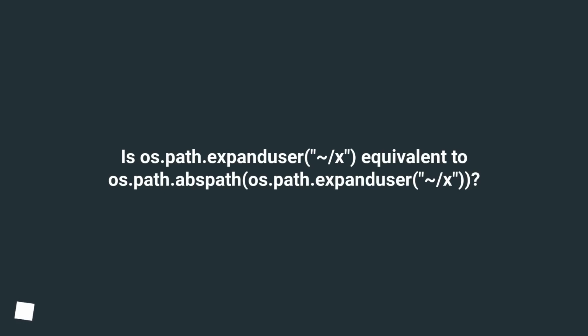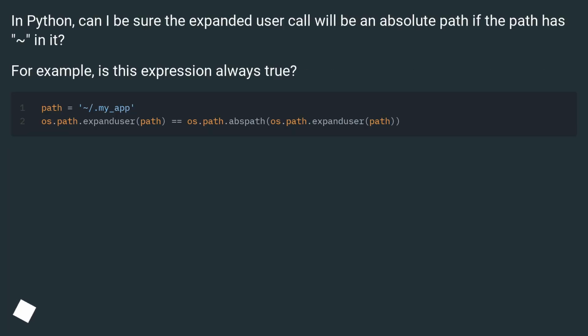Is os.path.expanduser(x) equivalent to os.path.abspath(x)? In Python, can I be sure the expanded user call will be an absolute path if the path has ~ in it? For example, is this expression always true?